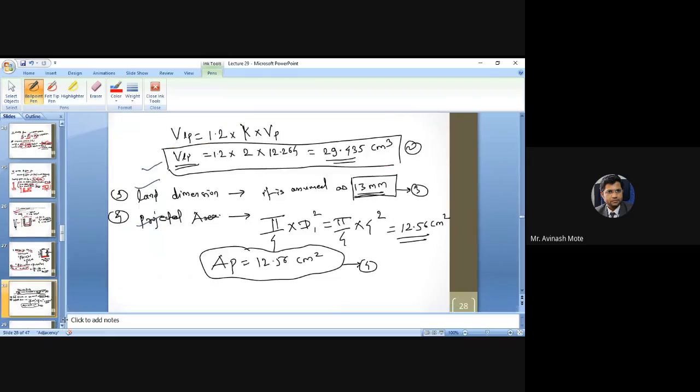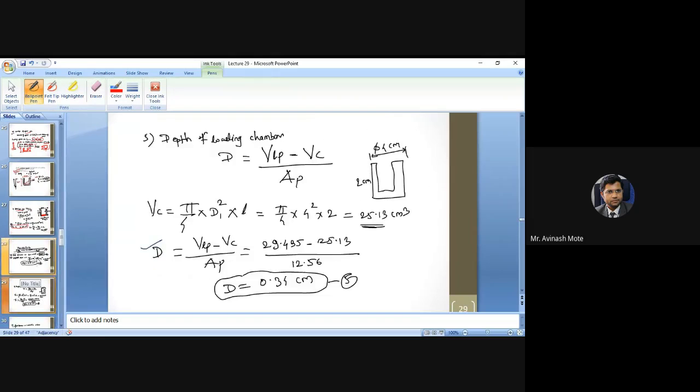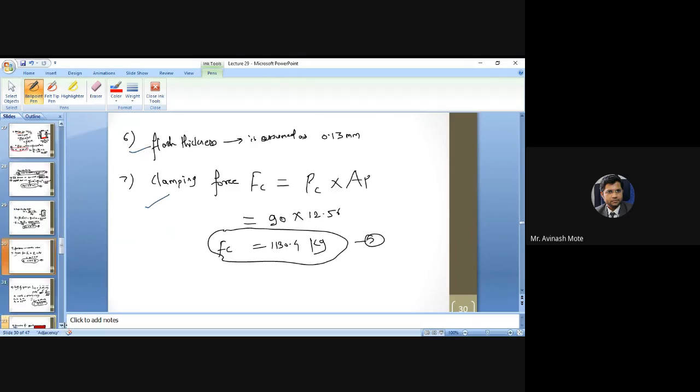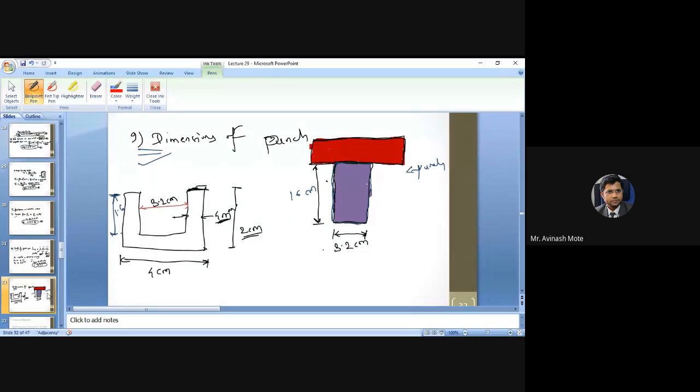Right? So in the last lecture, we solved this problem. We calculated each and every dimension. Any kind of problem, any kind of design, follow this process. It will be the same process for all kinds of design. The length of the ejector pin, and at the end we calculated the dimension of the punch, and I discussed this in detail. This was the component; accordingly, the inside dimension of the component will define the punch.